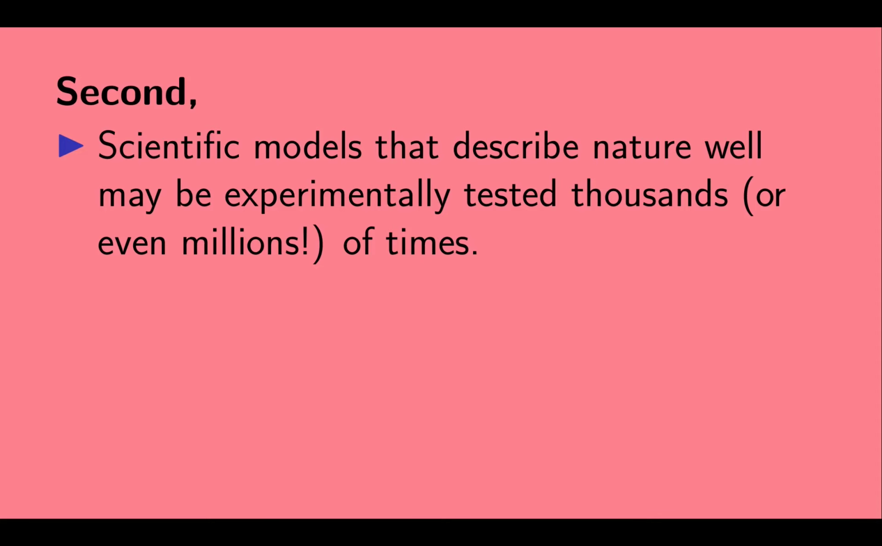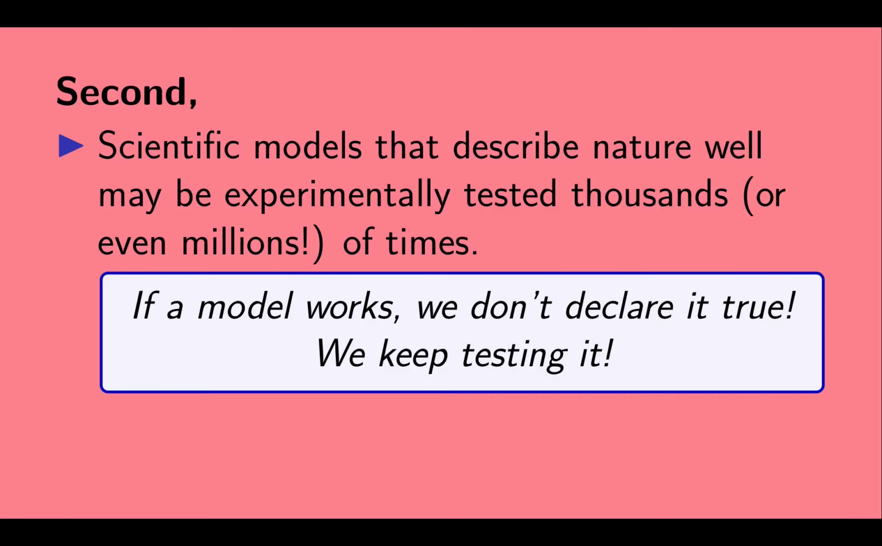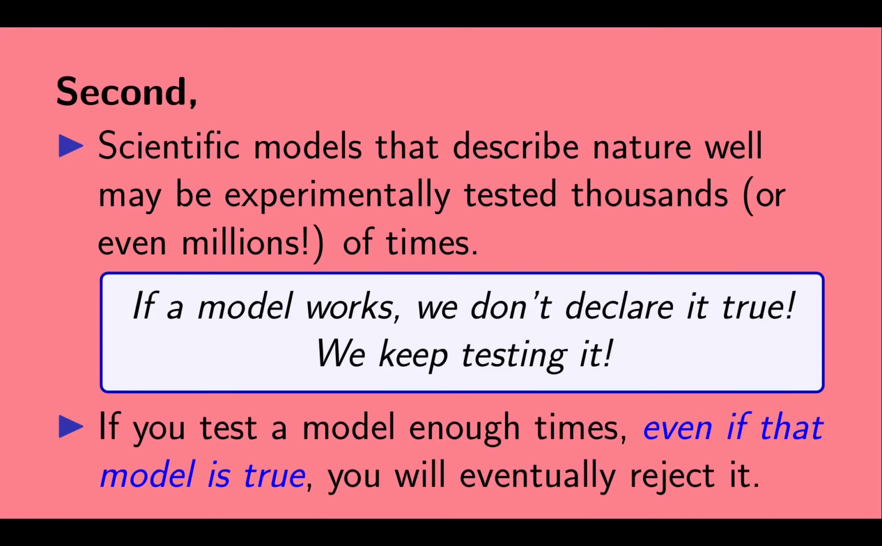Second, scientific models that describe nature well may be experimentally tested thousands or even millions of times. This is because if a model works, we don't just declare it true. We keep testing it until it fails. And if you test the model enough times, even if that model is true, you will eventually get an experimental result that causes you to reject it.